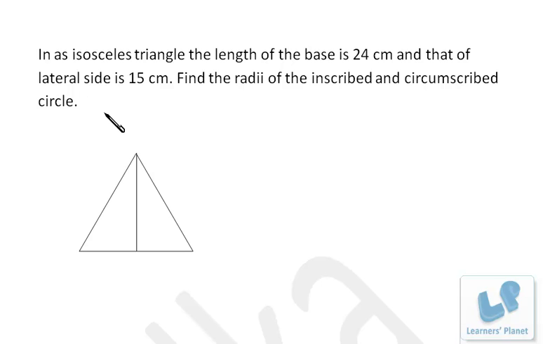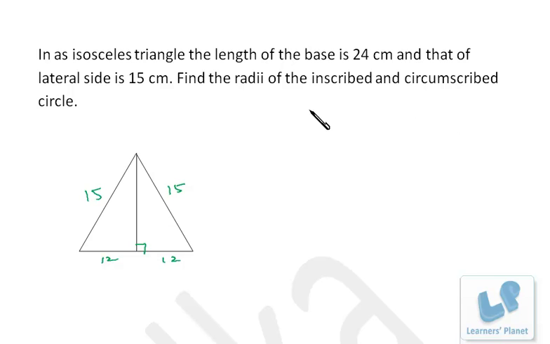Now we have this problem. In an isosceles triangle, length of the base is 24. So this must be 12, this must be 12, and since this is an isosceles triangle, this must be the altitude. And that of the lateral side is 15 cm. So this is 15, this is 15. Find the radii of inscribed and circumscribed circle.